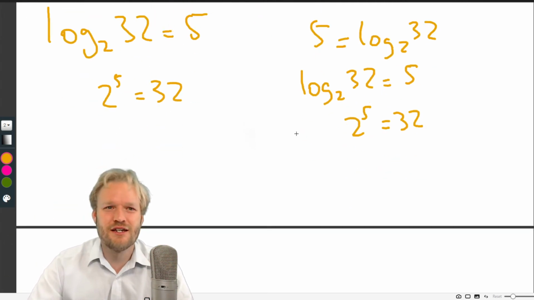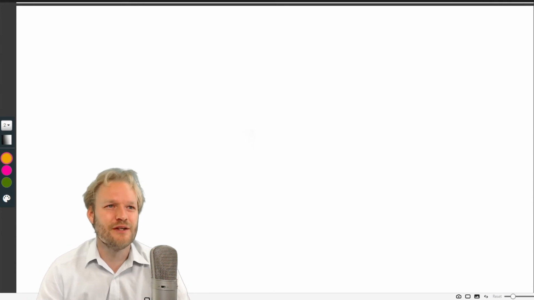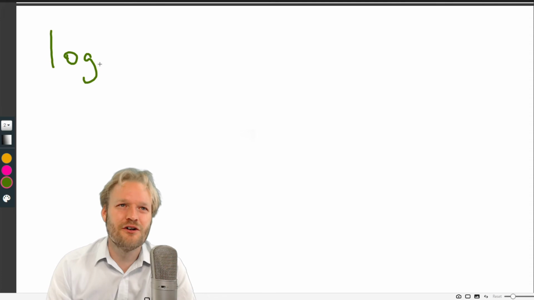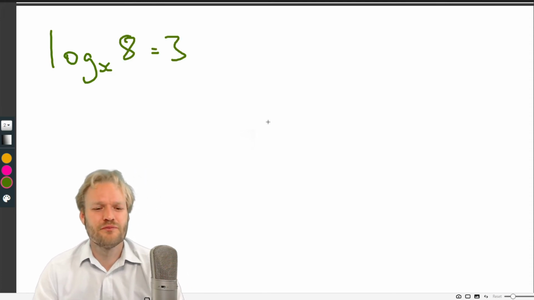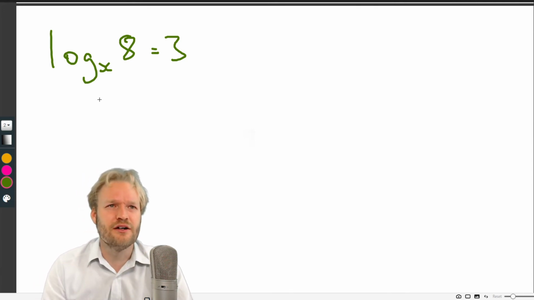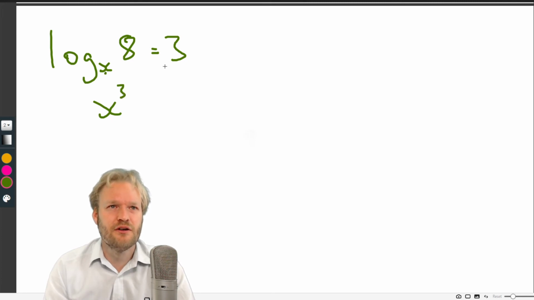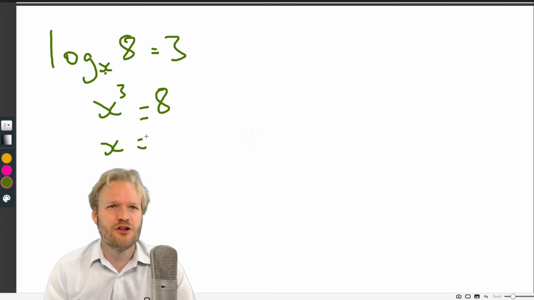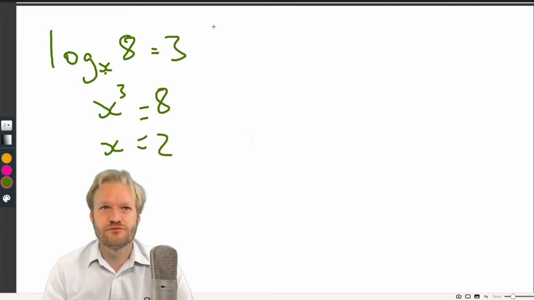Okay, so let's see if this can help us maybe solve some equations, which of course it can. So let's say that the log base x of 8 is 3. And I ask you, determine x. Okay, so the base stays the same. x cubed equals 8. Oh, well, that wasn't too bad. Cube root of 8 is 2.